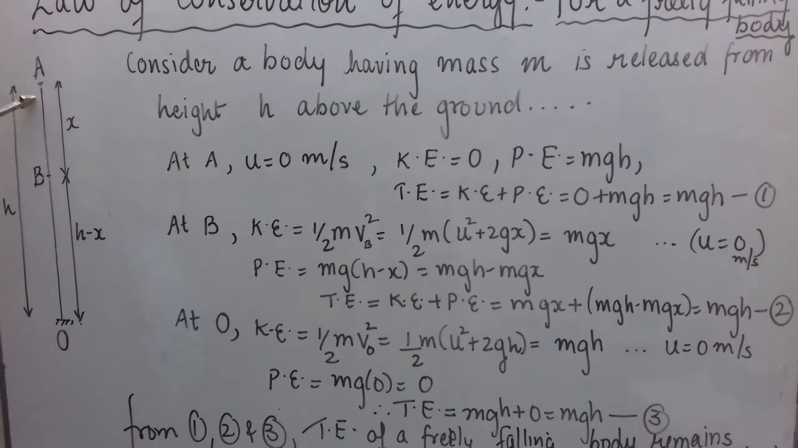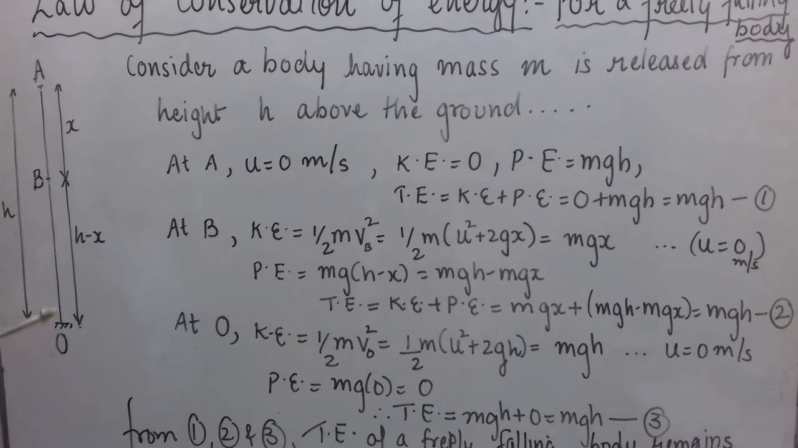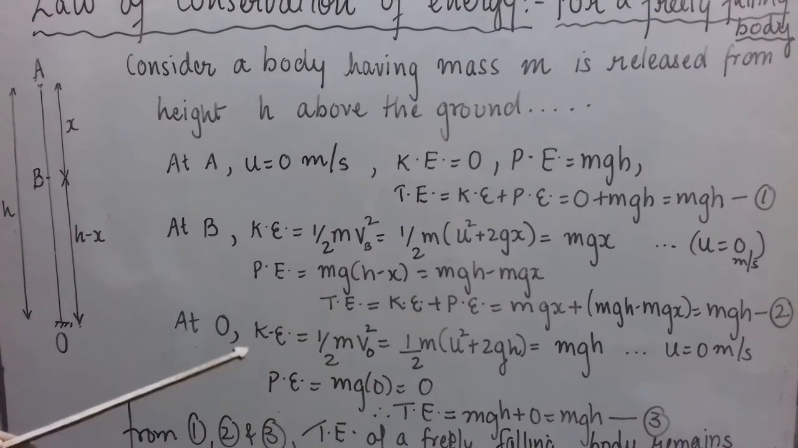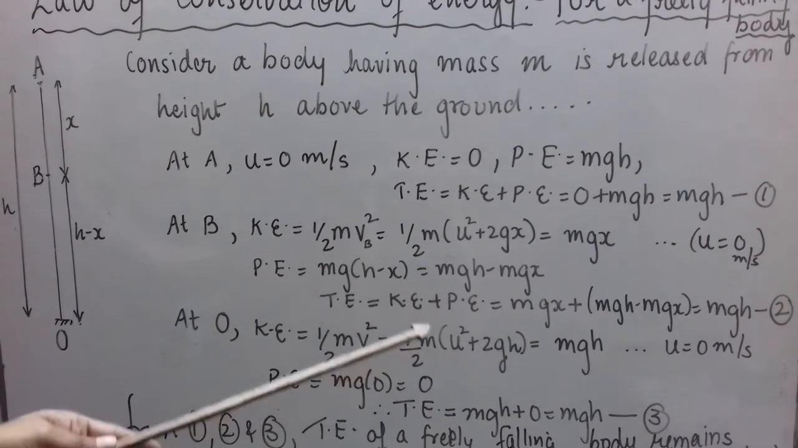Again in this case u is 0. As I have told you, consider the motion from A to O. So u is 0 at A. When you do the simplification, you get kinetic energy is mgh.